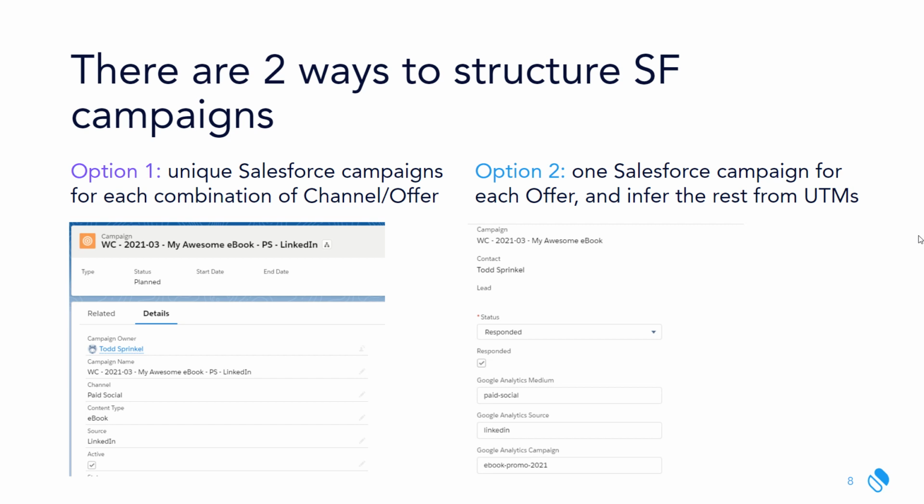Or option two, you have one campaign for each offer, and then the rest of it you infer through UTMs. I am personally firmly in the camp of option two because I think it makes a lot less overhead for your marketing ops person. You can scale up infinitely to many channels without having to get MOPS involved as long as you're diligent about your UTMs. And once you go down the option two route, it is pretty important that you UTM everything. Option one, you might have unique landing pages for each channel, but option two is really dependent upon having those UTMs on all of your links.